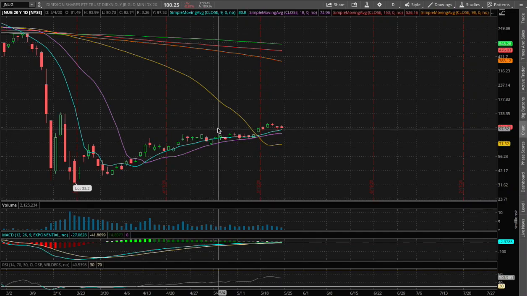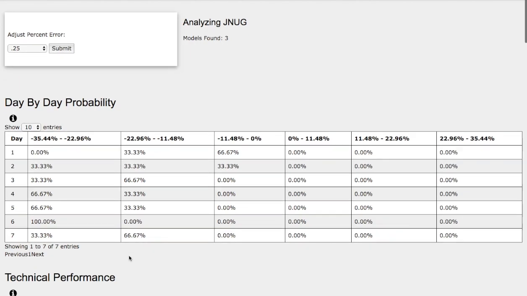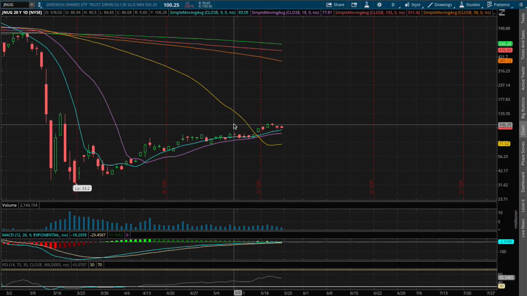Hello viewers, we'll be going over JNUG and JDST. In this video, we'll be using the day-by-day probability models as our support and resistance. These models come from past trends that are similar to the current trend. Again, these trends are similar but not identical. So let's head back to the technical analysis.